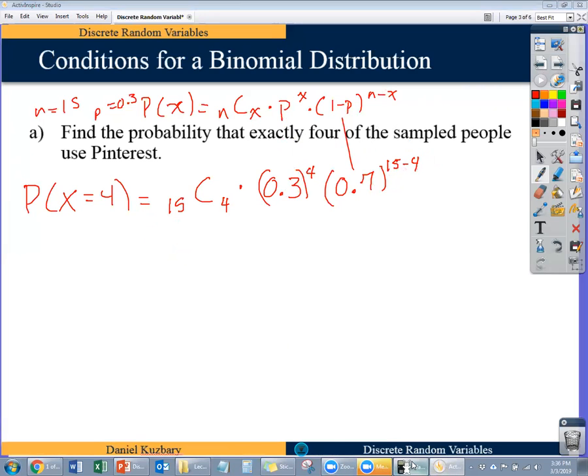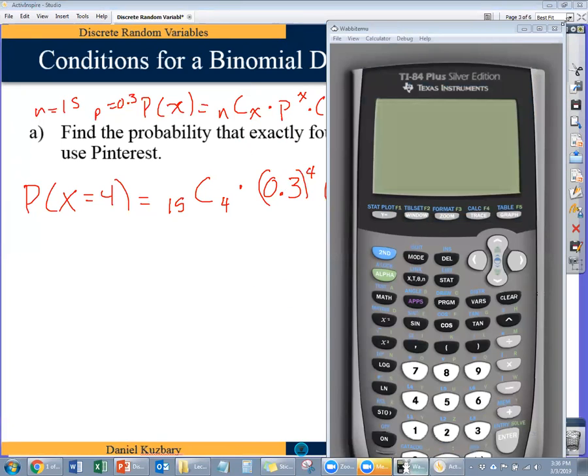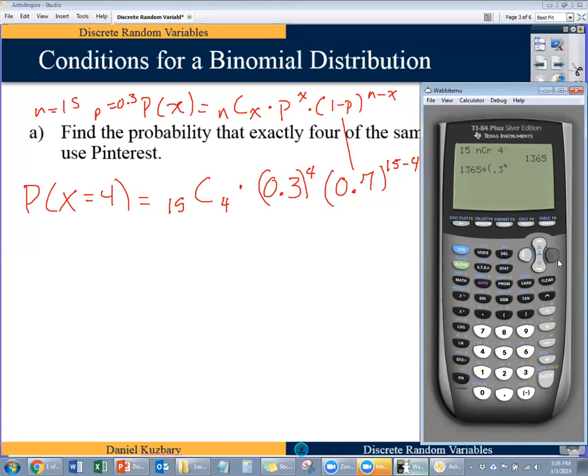I'm going to go ahead and find some of these things real quick. I'll just do this in my calculator. I need to shrink that just a little bit. Do it over here. So I'm going to do 15C4, which is 1,365. I'm going to do that times 0.3 to the 4th power times 0.7 to the 11th power, since 15 minus 4 is 11.